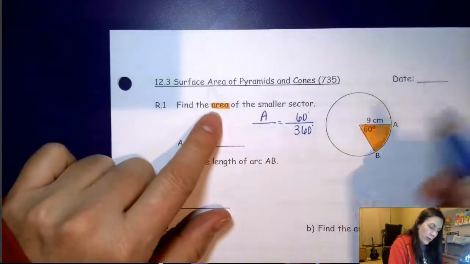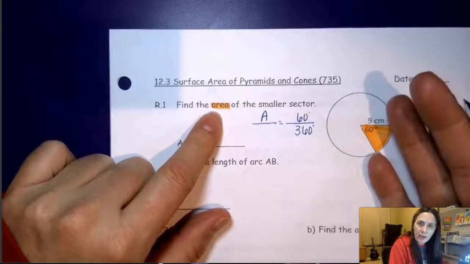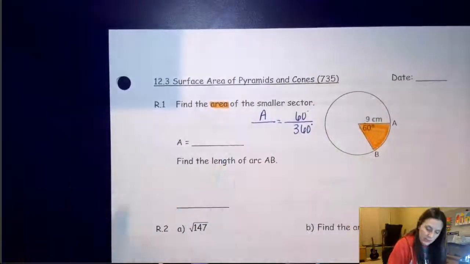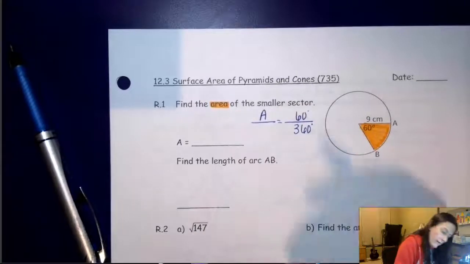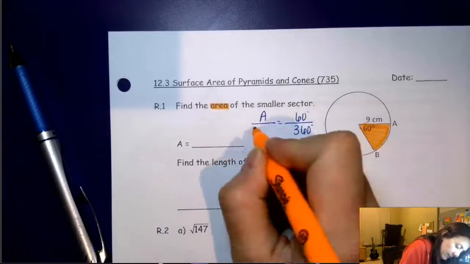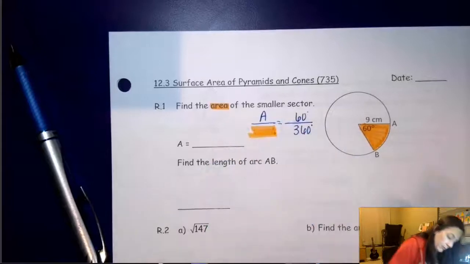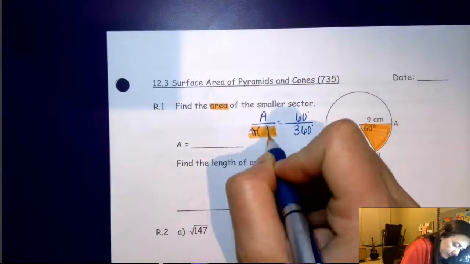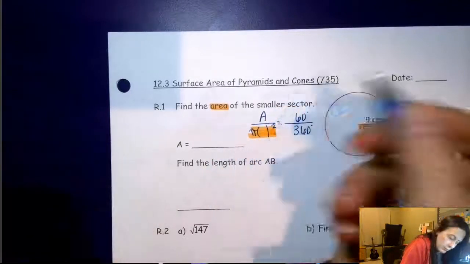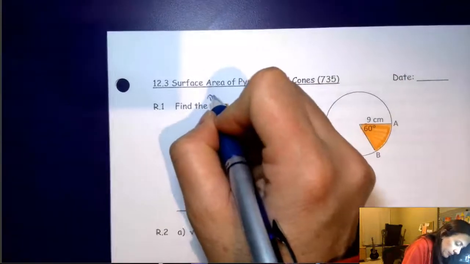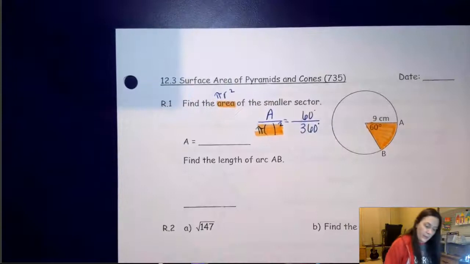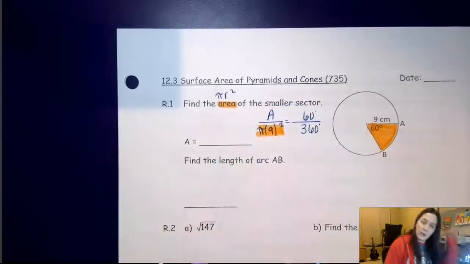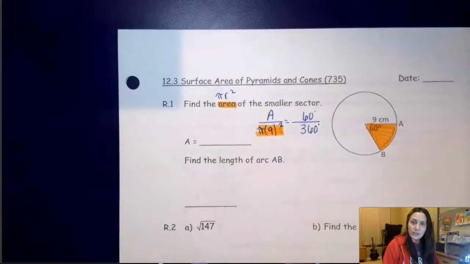Now, the area of this part is what I'm looking for. Can I figure out the area of the entire circle? The area of the entire circle down here is pi r squared. Remember, pi r squared. Well, what is my r at this point? My r is 9. So then I'm set up. Now you just have to solve this.